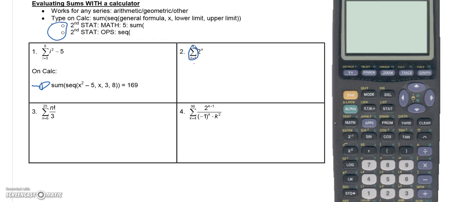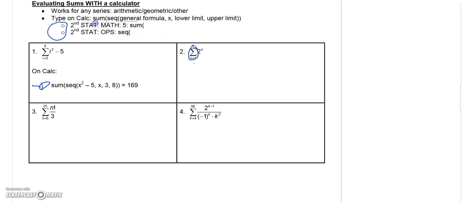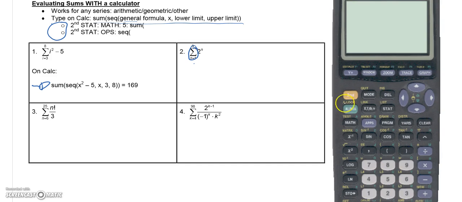But here's what this means. Okay, type on the calculator. This is what we want. Okay, this looks like a lot, but to get the sum command, you want to go second stat, go over to math, go down to sum. Okay, then I want sequence, because I'm adding up a sequence. So second stat, I'm going to operations, and I scroll down to sequence.